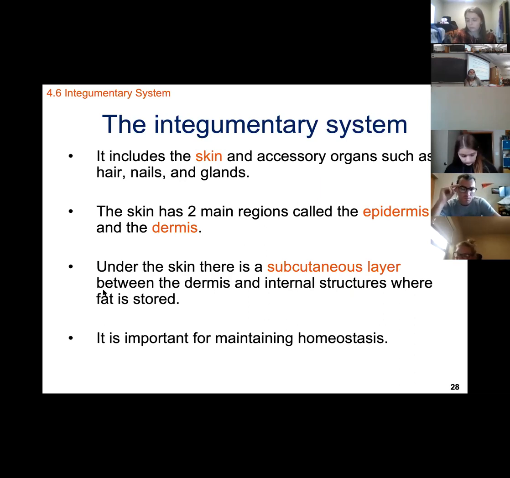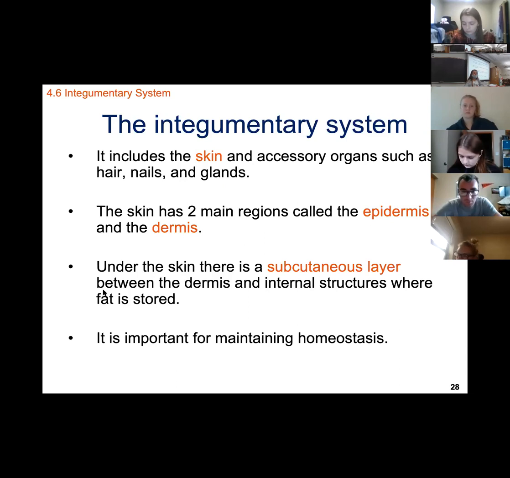It is important for maintaining homeostasis. Homeostasis is that word I've used before, like when you walk outside and if it's super hot, you start to sweat. The reason you start to sweat is your body's main goal is to pump blood and breathe. And if your internal organs start to overheat, they don't work as well. So the sweating helps to maintain that body temperature.